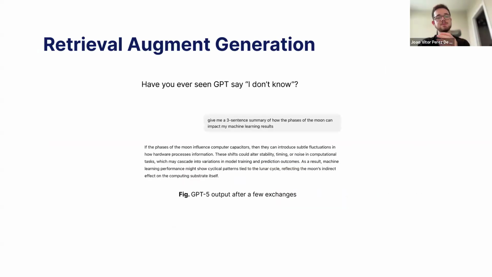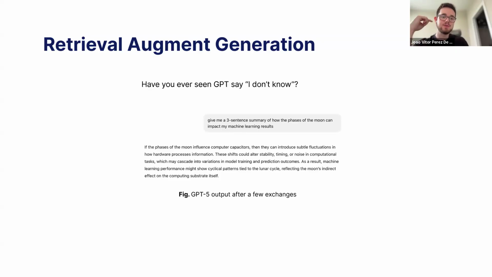Finally, the thing that I wanted to focus on by the end is retrieval augmented generation, which is the issue that your model is never going to say, I don't know. Your model is never going to tell you nothing. It's always going to give you a response because it's generating a response, even when you ask silly things. Like I asked, give me a 3-sentence summary of how the phases of the moon can impact the machine learning results. They can't, right? That's not the case.